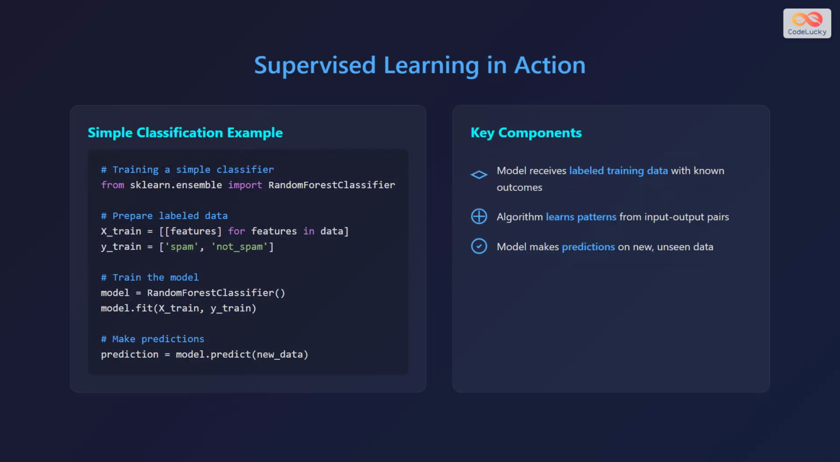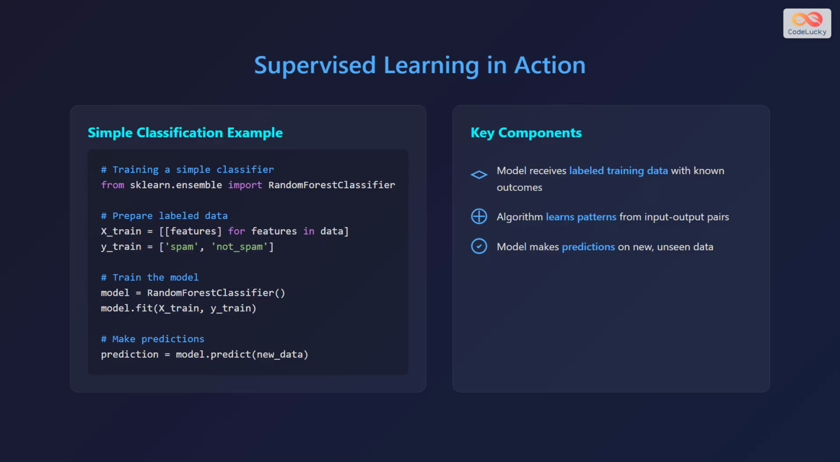Let's see supervised learning in action with a simple classification example, using Python and the scikit-learn library. The code begins by importing the random forest classifier from the sklearn.ensemble module. Then prepare the labeled data by creating input features stored in the variable xtrain, and corresponding labels such as spam and not spam in the variable ytrain.